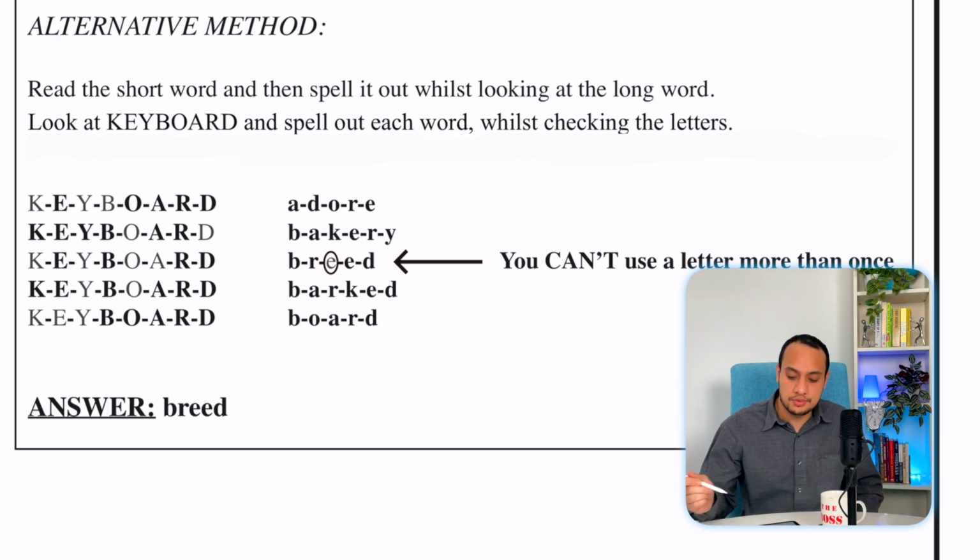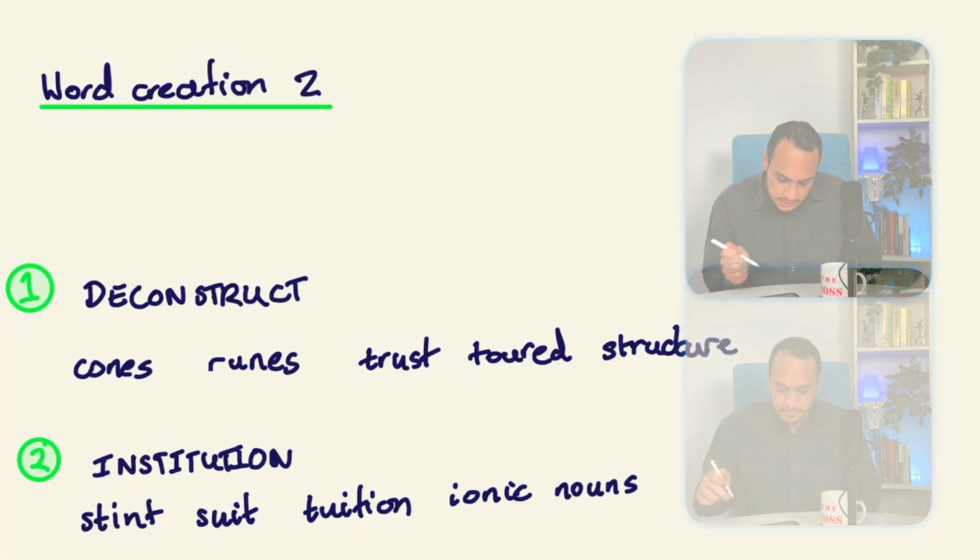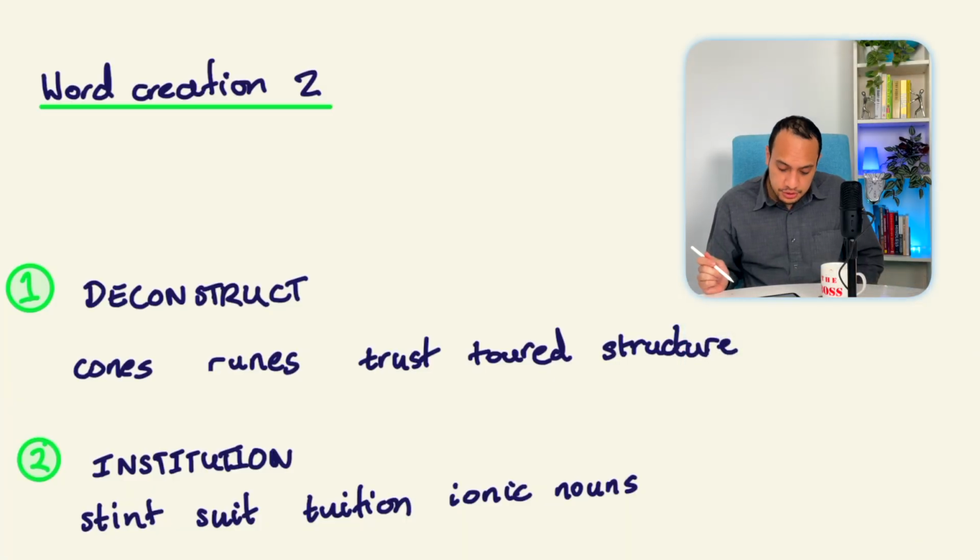Let's look at some examples that we've created for this video. My first word is deconstruct. I've tried to put in some difficult words, so some interesting vocabulary, into this video. We've got deconstruct, and we've got cones, ruins, trust, toward, and structure.